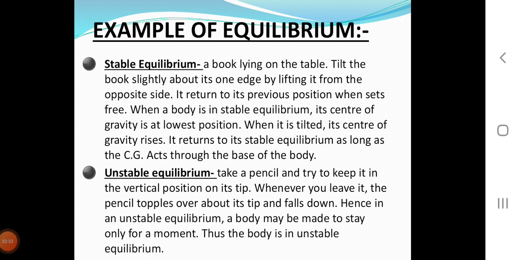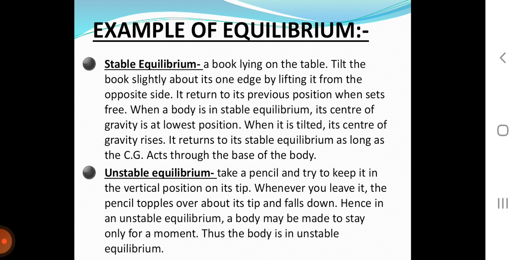Now, examples of equilibrium. The first example is of stable equilibrium. When a book is lying on the table, tilt the book slightly about one edge by lifting it from the opposite side. It will return to its previous position when set free. When a body is in stable equilibrium, its center of gravity is at the lowest position. When it is tilted, its center of gravity rises. It returns to its stable equilibrium as long as the center of gravity acts through the base of the body.